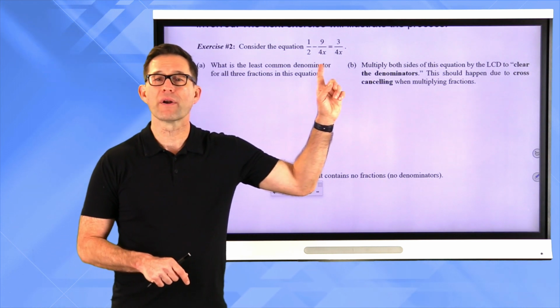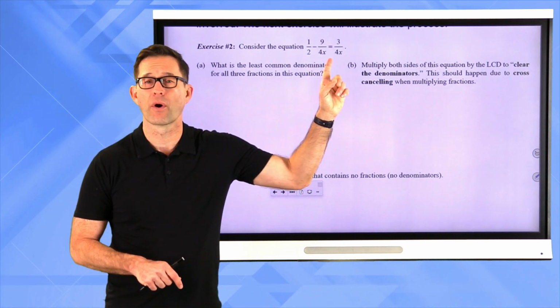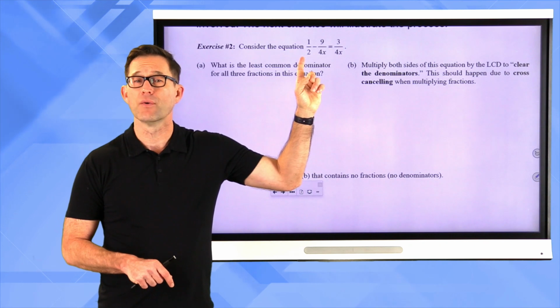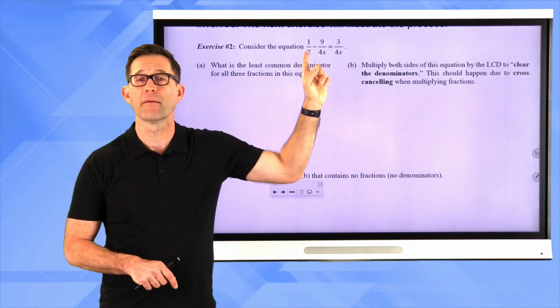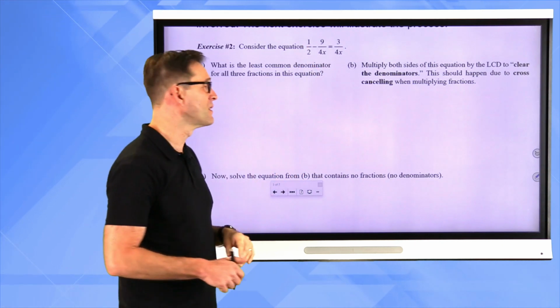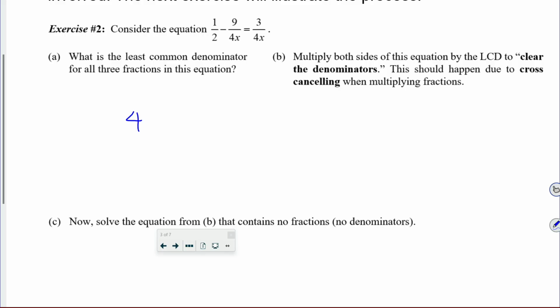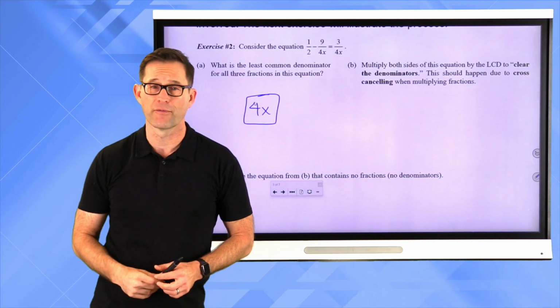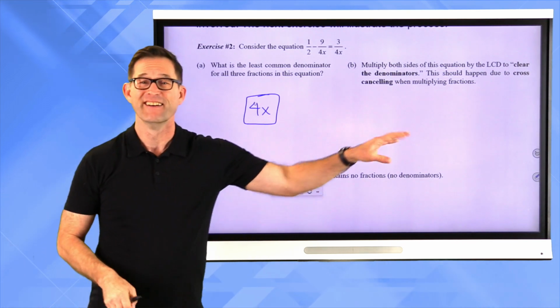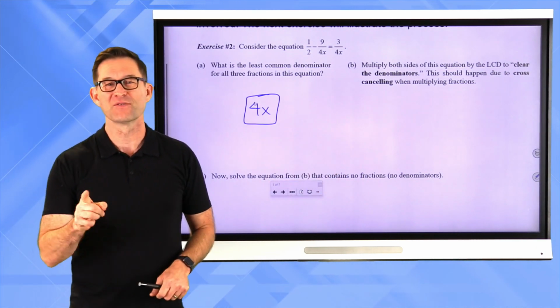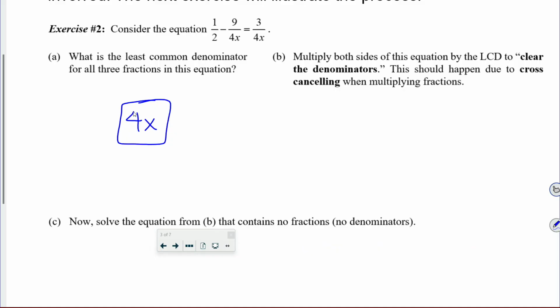Well, these two already have a common denominator of 4x. I could make that thing into a 4x by multiplying top and bottom by 2x, and therefore the least common denominator in this problem is a 4x. And I know that that's a lot of space to give you to write down 4x, but that's because I need some space in letter B. So let's take a look at letter B now.